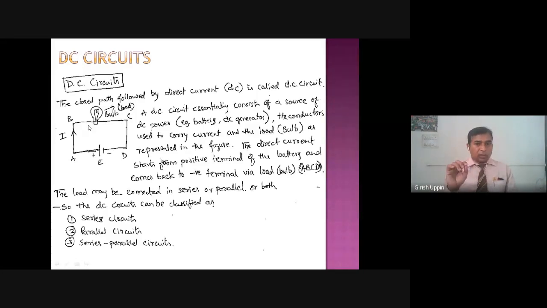Any load in case of a DC circuit is nothing but a resistor. Any load is a resistor load. And these DC circuits are classified into three categories. One is series circuits, parallel circuits, and series parallel circuits. So we will understand what is a series circuit, what are its characteristics, and we'll see what is a parallel circuit, and then we will see what is a series parallel circuit.